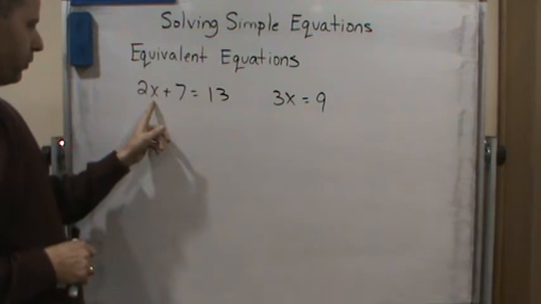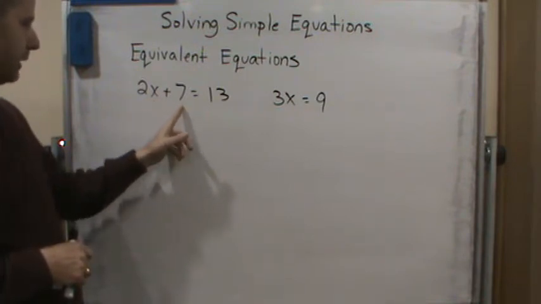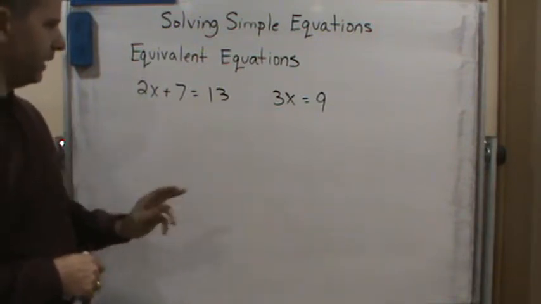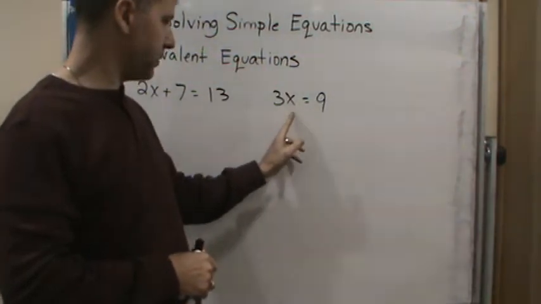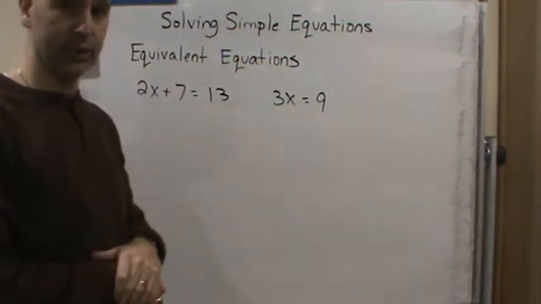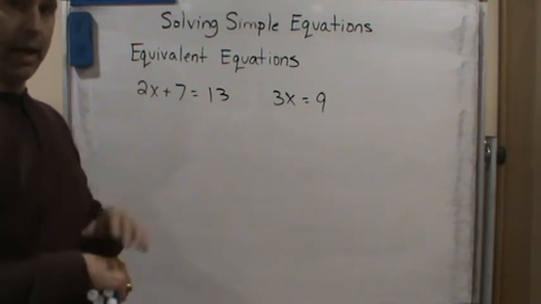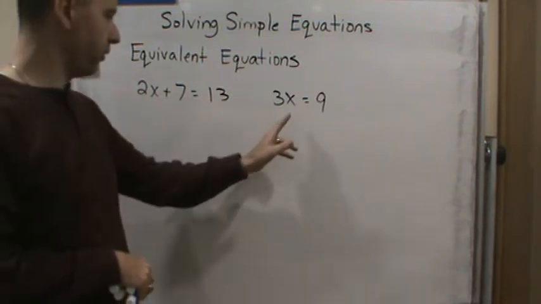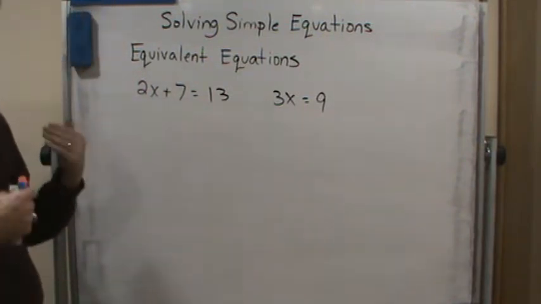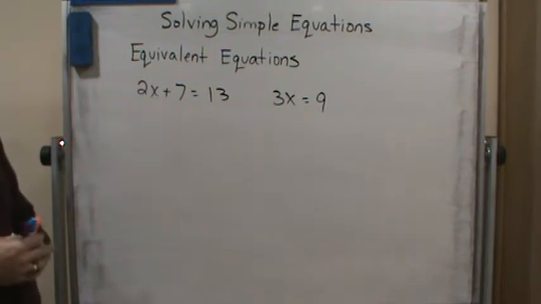If I plug in 3 here, I get 6 plus 7, which gives me 13 equals 13. If I plug 3 in here, I get 3 times 3, which is 9, and I get 9 equals 9. So I get true statements when I plug 3 into both of them. So these are what we call equivalent equations, okay?